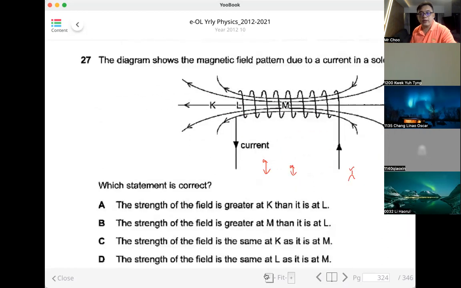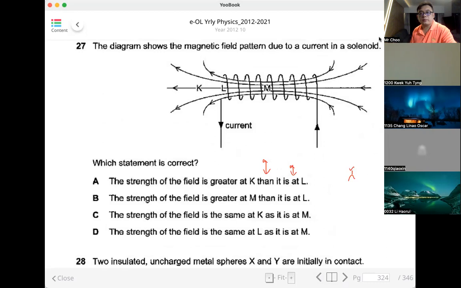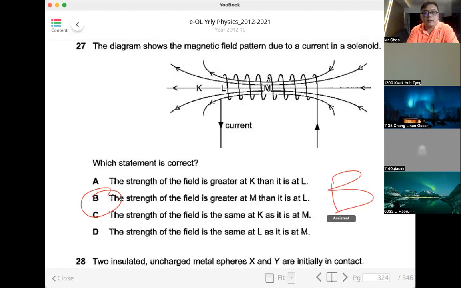So, Bei Kwan, can you try again? Okay, well done. So for this question, the answer is B, because at M the lines are very close to each other, so the strength is very high, whereas at K it is far apart, so it's weaker. Understand? Okay, next question.